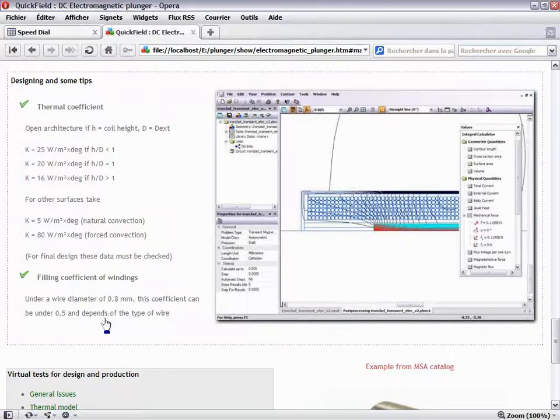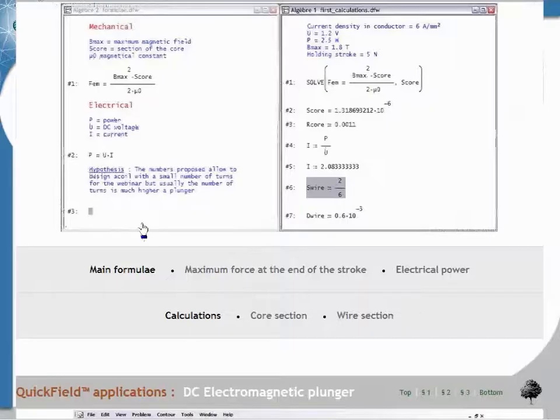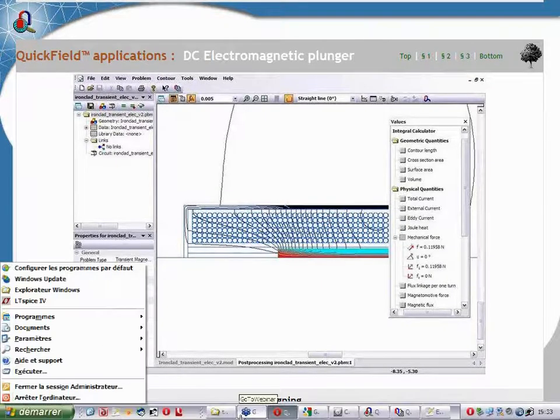And also the filling coefficient of the winding, because when you are finished with the design, you have to come back to what you have found and interpret the results. I mean, for instance, the filling coefficient of the winding is only 0.5 and not 1. It means that, in fact, the space of the coil is not only full of copper.